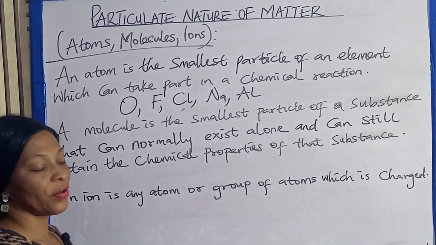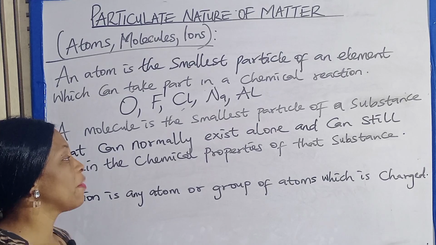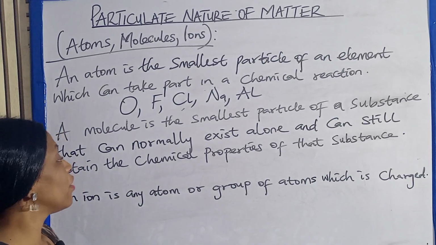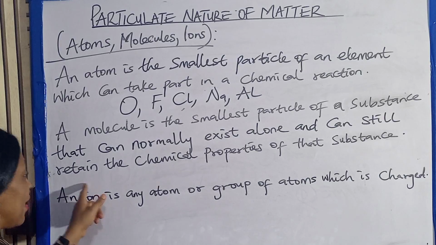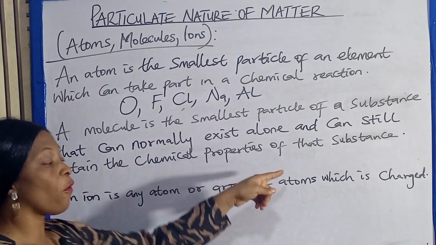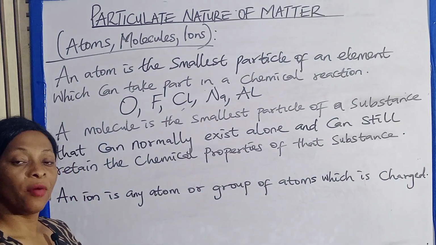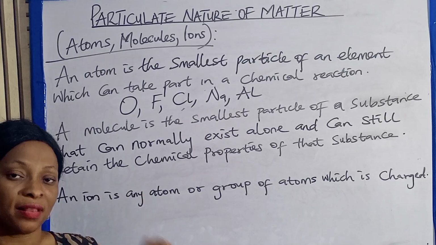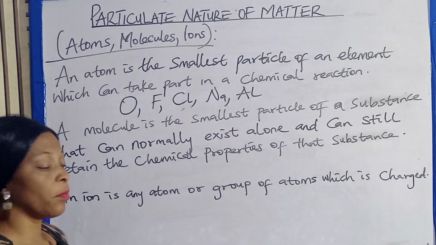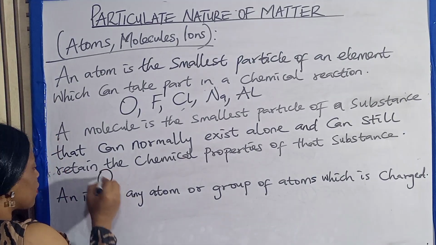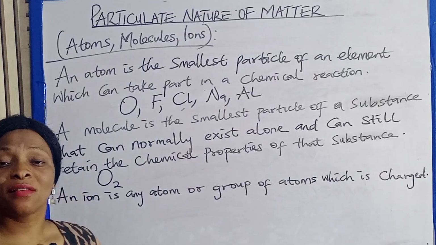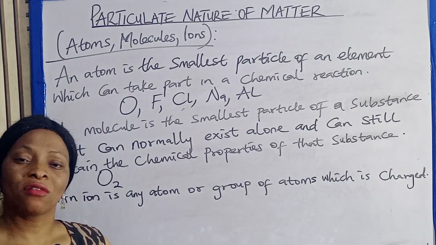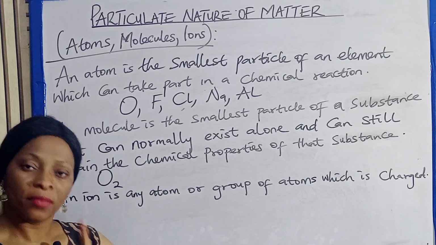Then we look at a molecule. A molecule is the smallest particle of a substance that can normally exist alone and can still retain the chemical properties of that substance. A molecule retains the chemical property of that substance. Example of a molecule is oxygen molecule. You can also define a molecule as a group of atoms that come together to form a molecule.